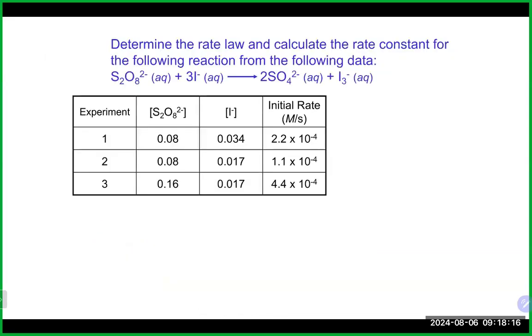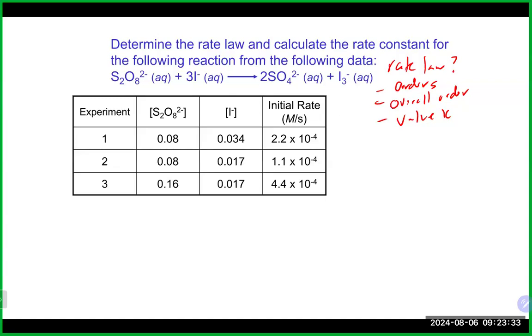All right, so why don't we try one here, see what you come up with. Determine the rate law for this one with the orders. What is the overall order? And what is the value of the rate constant? So take a few moments, see what you come up with using this information.